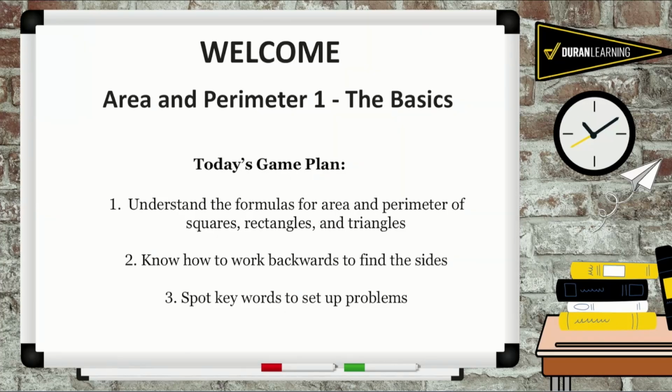So number one, first things first that we have to learn here, it's really going to be understanding the formula for area and perimeter. So those are the two main things we're doing today. And we have three shapes that we're dealing with. We're going to be dealing with squares, rectangles, and triangles.